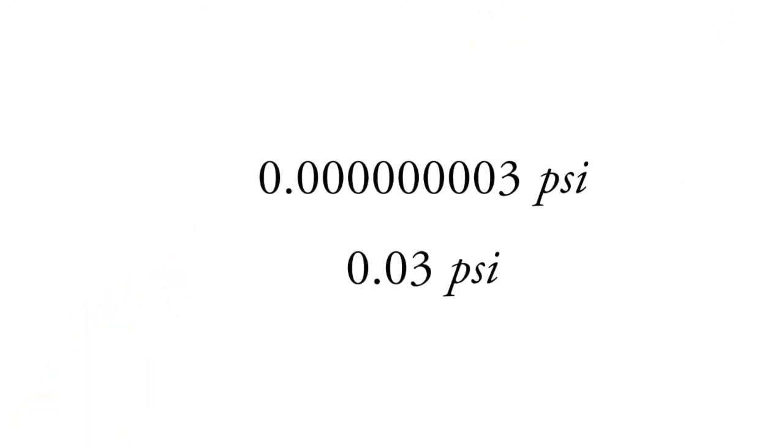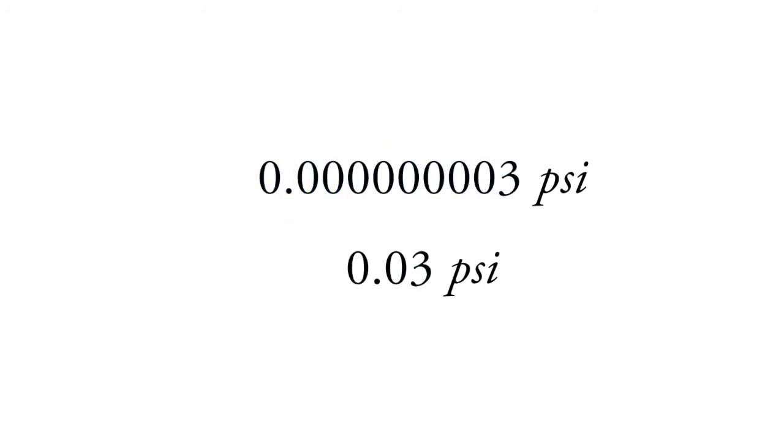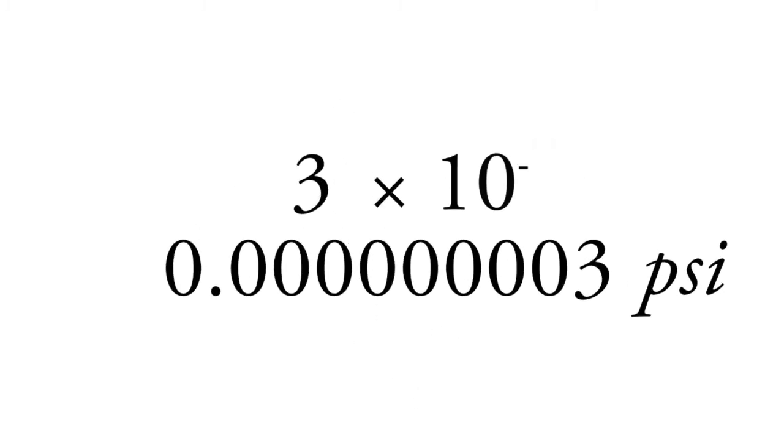Now, there's all kinds of problems with writing those numbers. First of all, they're clumsy. That's a whole bunch of numbers. Second of all, they both look really small, but one of them is 10 million times the other one. So this one is 10 million times this one. And we need a way to express that. So we can write this one as 3 times 10 to the negative ninth.